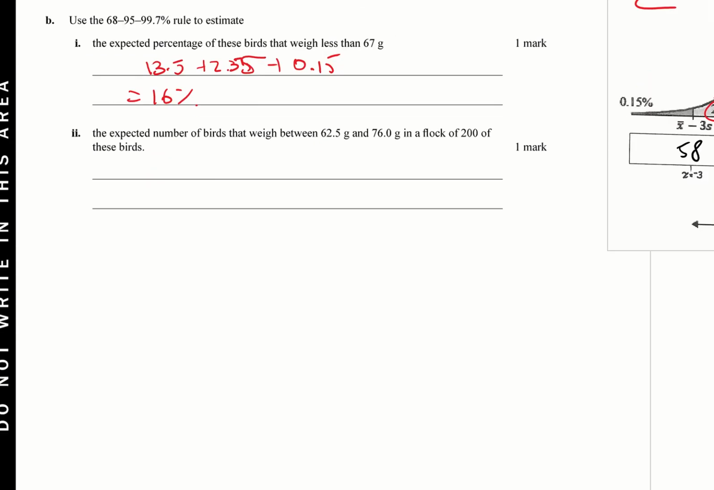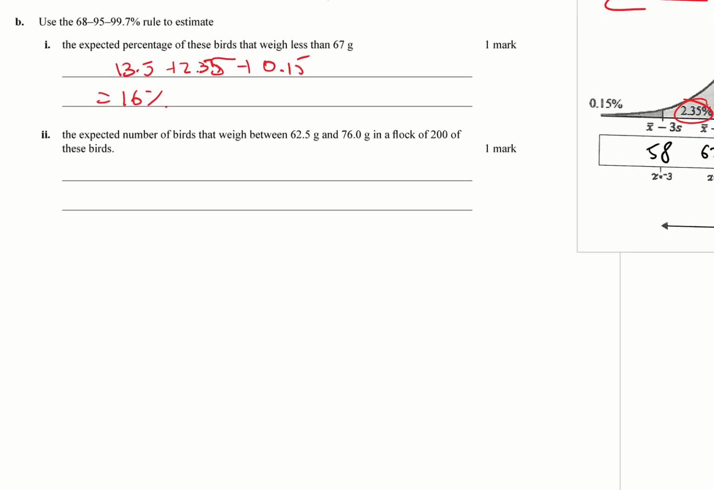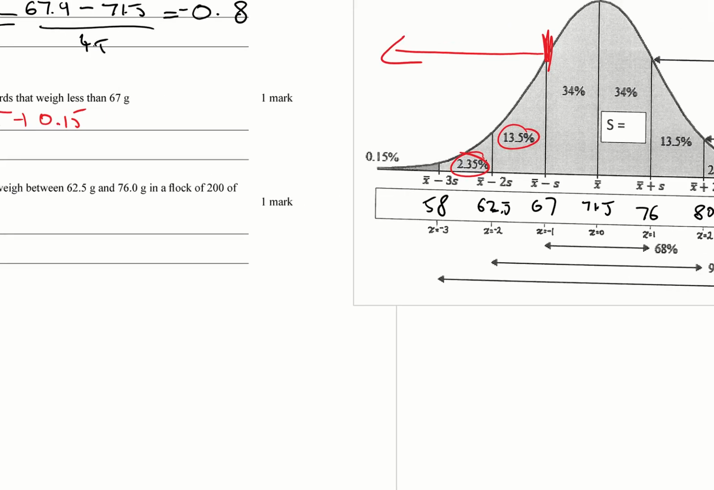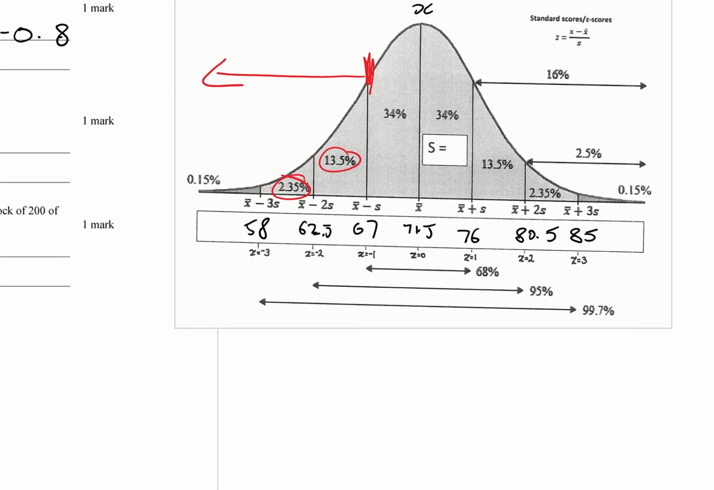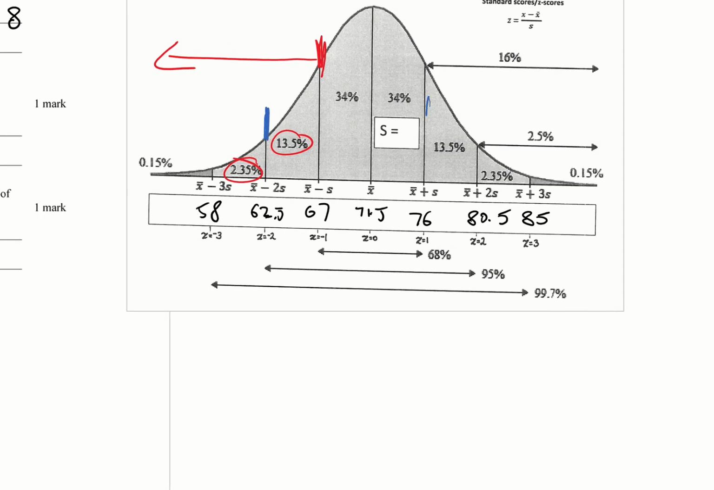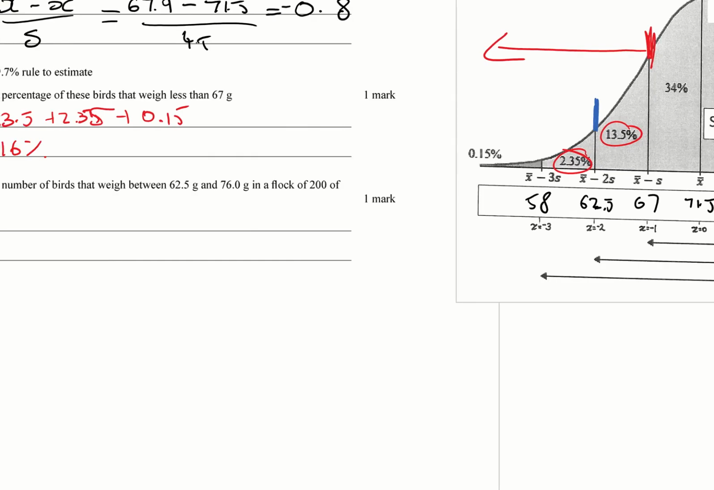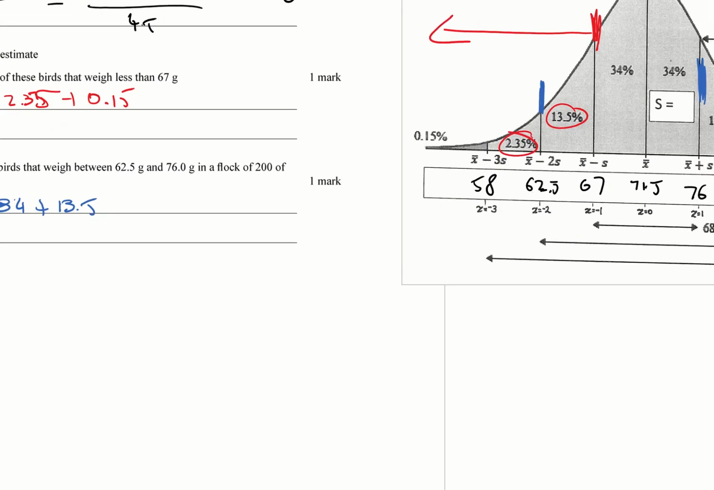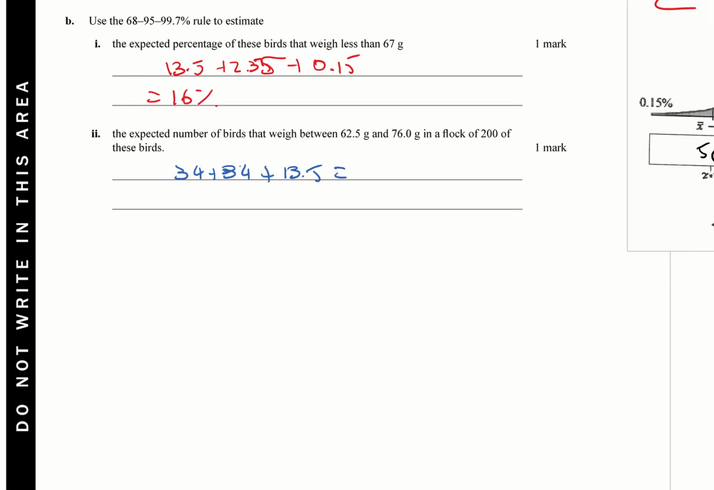The expected number of birds that weigh between 62.5 grams and 76 grams in a flock of 200 of these birds. So the point of this part here is, let's go 62.5. So that's from here, and we want to go across to 76. So we're going across here. All right, so the percentage is going to be 34 plus 34 plus 13.5. Okay, and that's this one, and this one. Okay, and that gives us a percentage of 81.5.